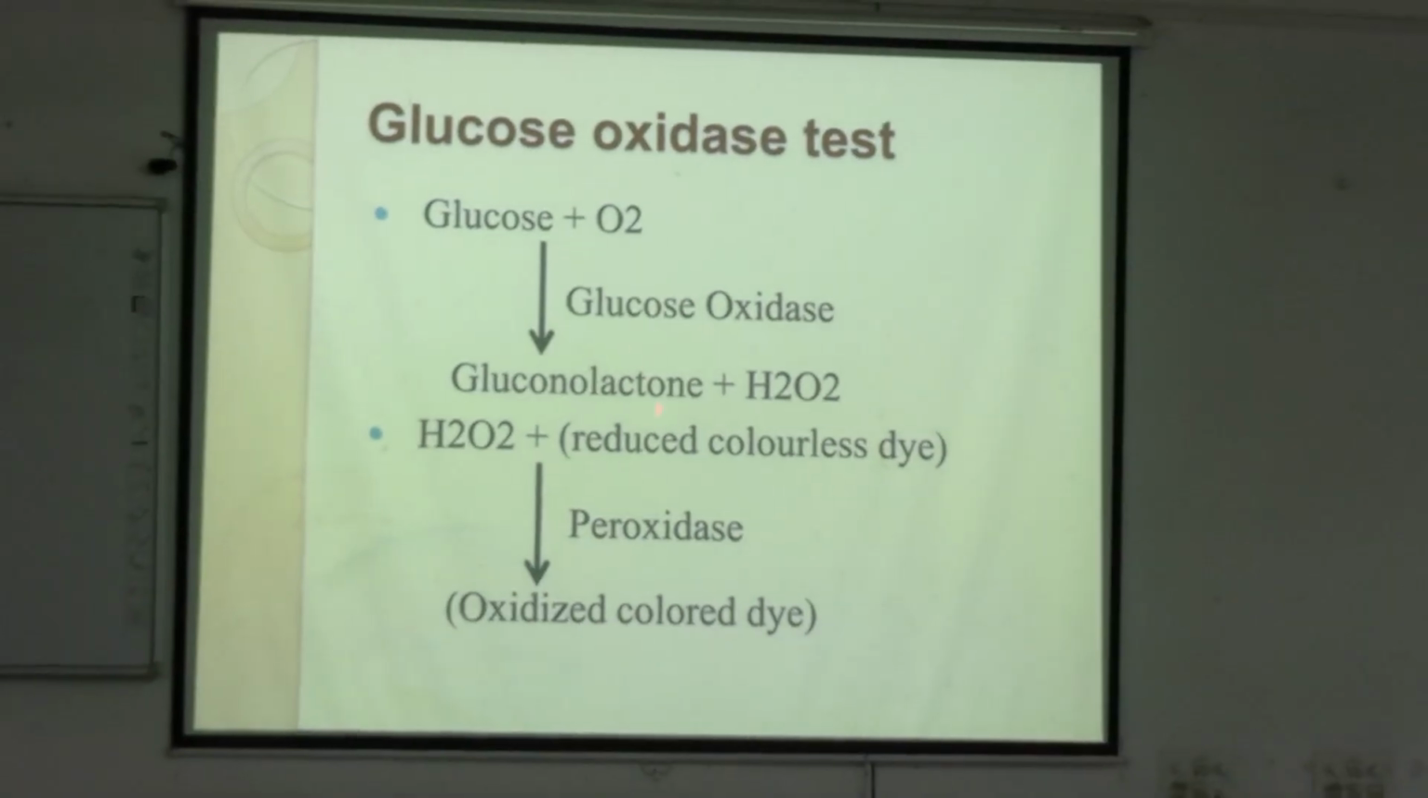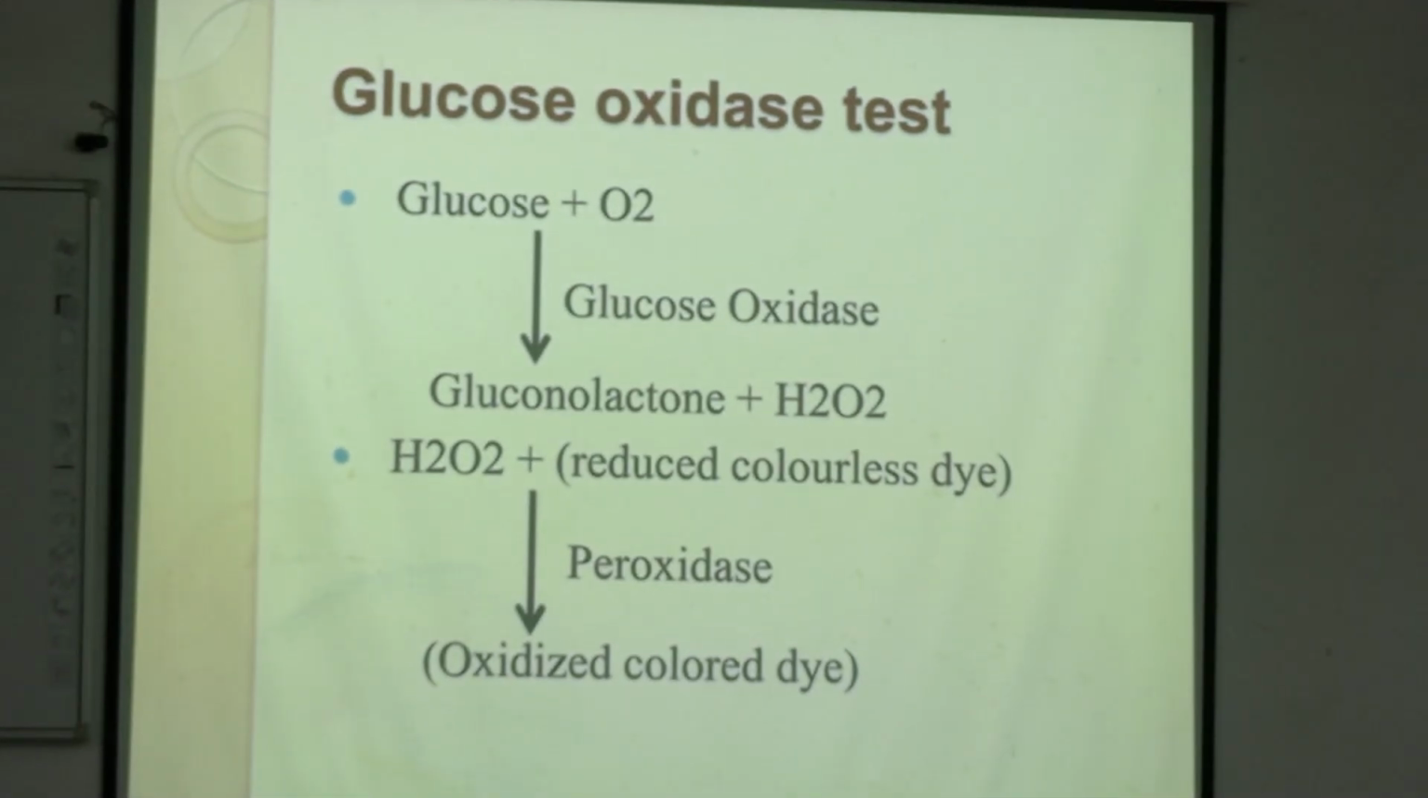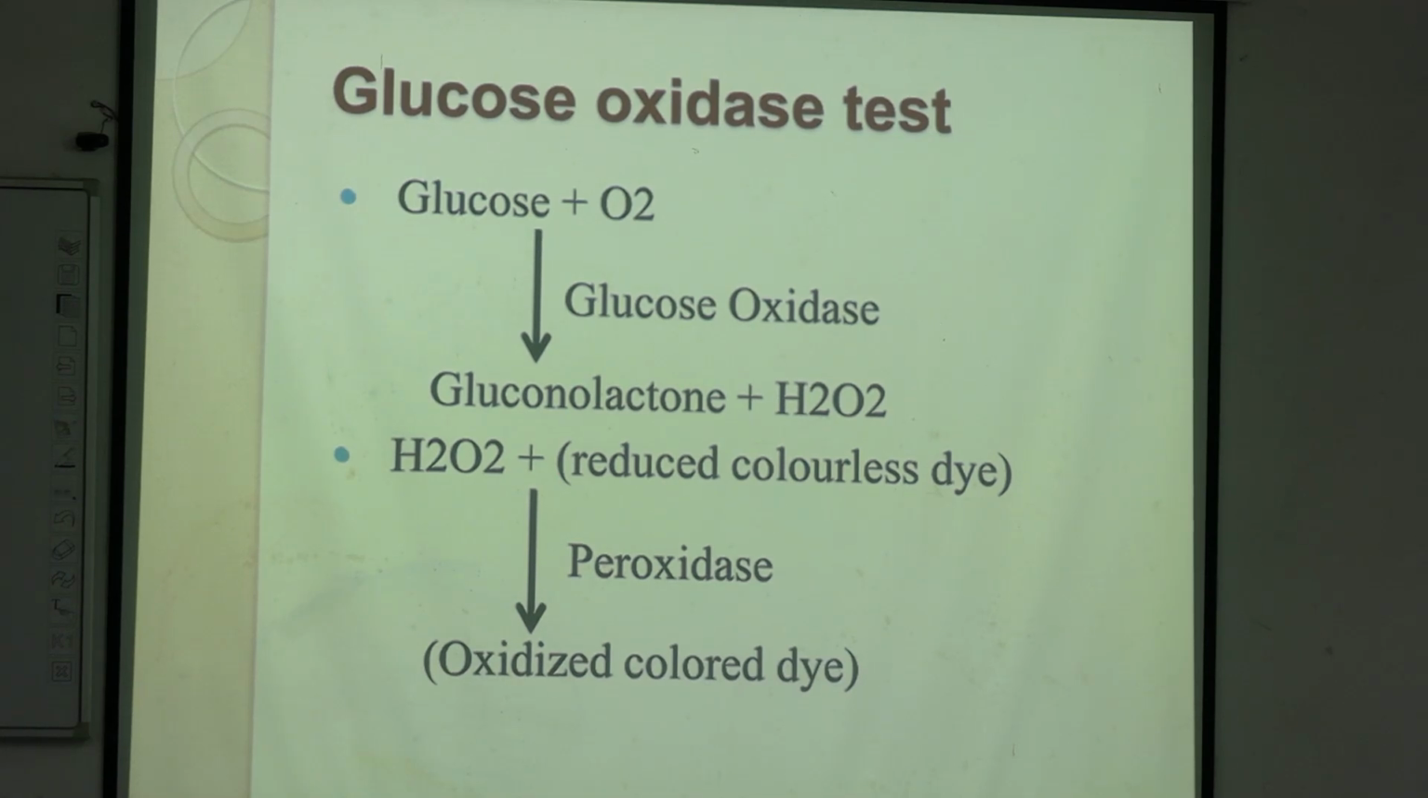What happens in presence of glucose oxidase enzyme, glucose is converted to gluconolactone and hydrogen peroxide. This hydrogen peroxide will react with a colorless dye to produce a colored dye. Okay, so this dye again is an indicator for the presence of glucose. If glucose is present, it will give rise to H2O2 in presence of glucose oxidase that will react with the colorless dye to produce a colored dye.